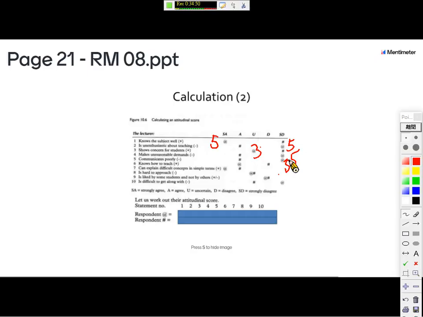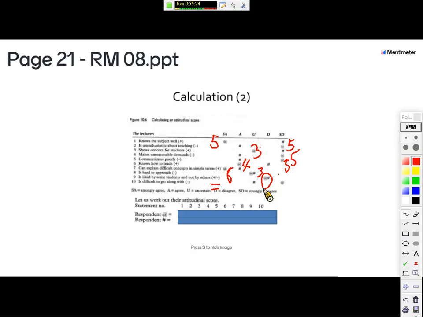And knows how to teach, agree is 4. Can explain different concepts in simple terms is 5. Okay? And it's hard to approach. Hard to approach is a negative question, but it's still in the neutral 3, right? And is liked by some students and not others. See? It's positive and negative, then what kind of score do we need to put? It becomes very difficult, right? So this is the confusion part.